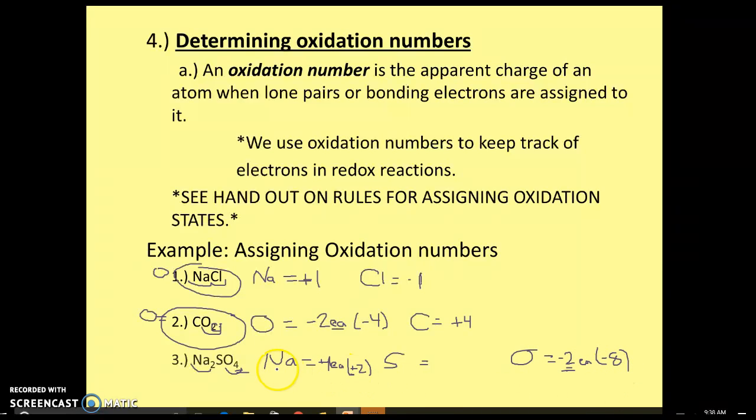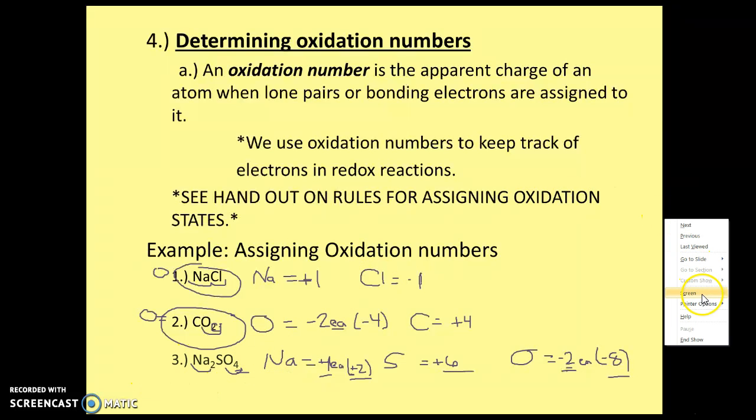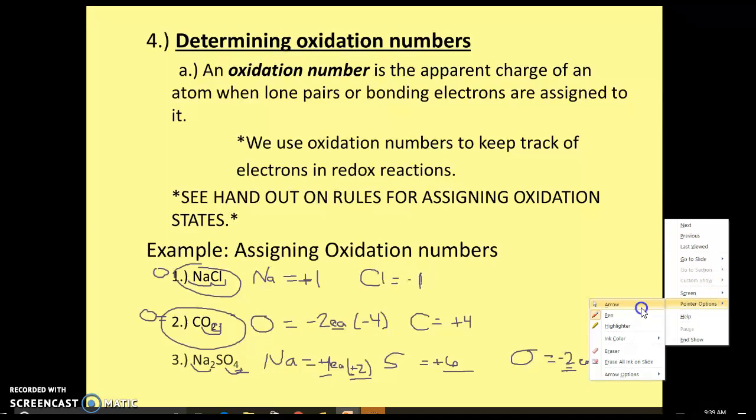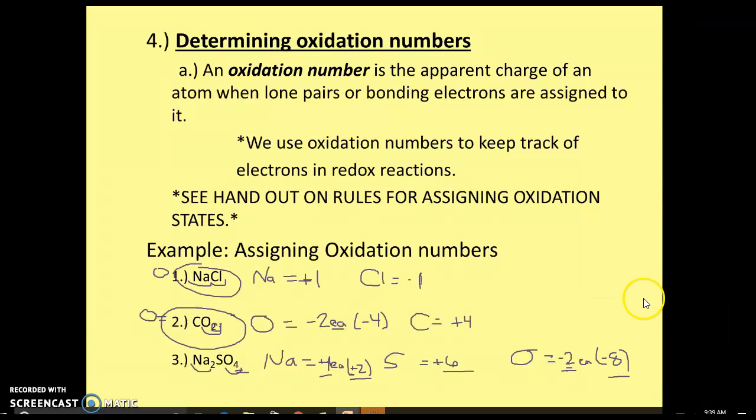So if we look, sodium brings a total of +2 to the compound. Oxygen brings a total of -8. So if we want it to equal 0, sulfur must be +6. And we only have one of them, so it's just +6 for each sulfur. Okay, so then these are our oxidation numbers for each element in the compound. All right. So that's how you assign oxidation numbers, and we did a lot of practice with this in class, so hopefully you're able to master this skill.